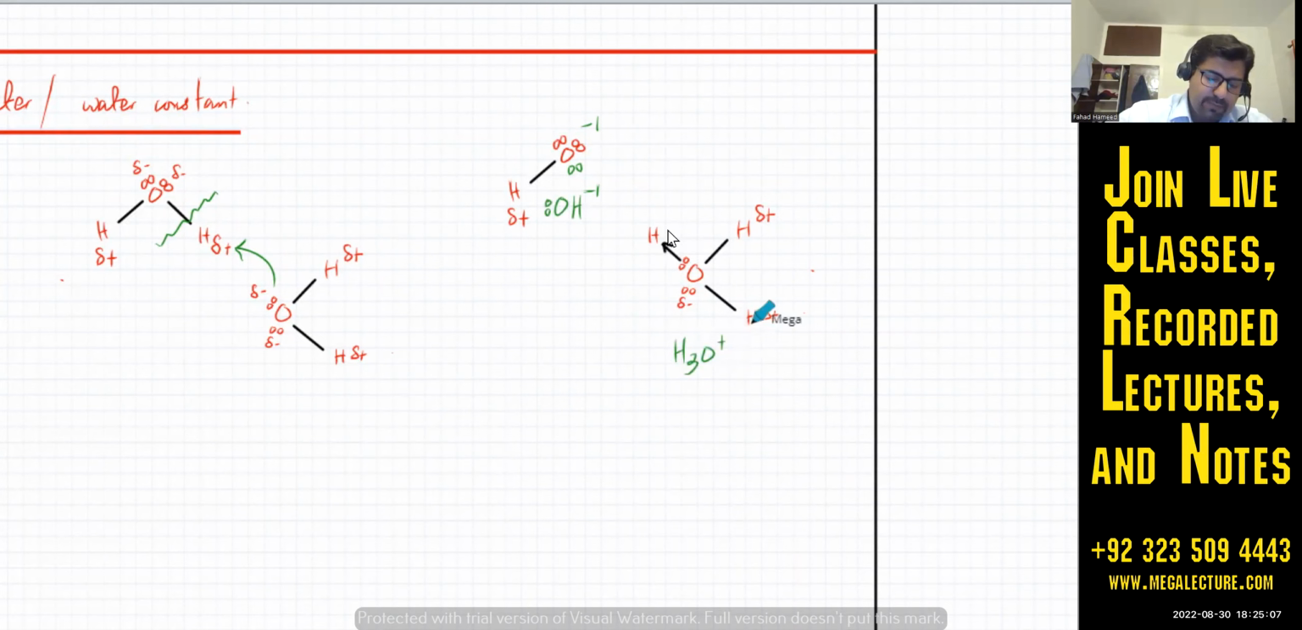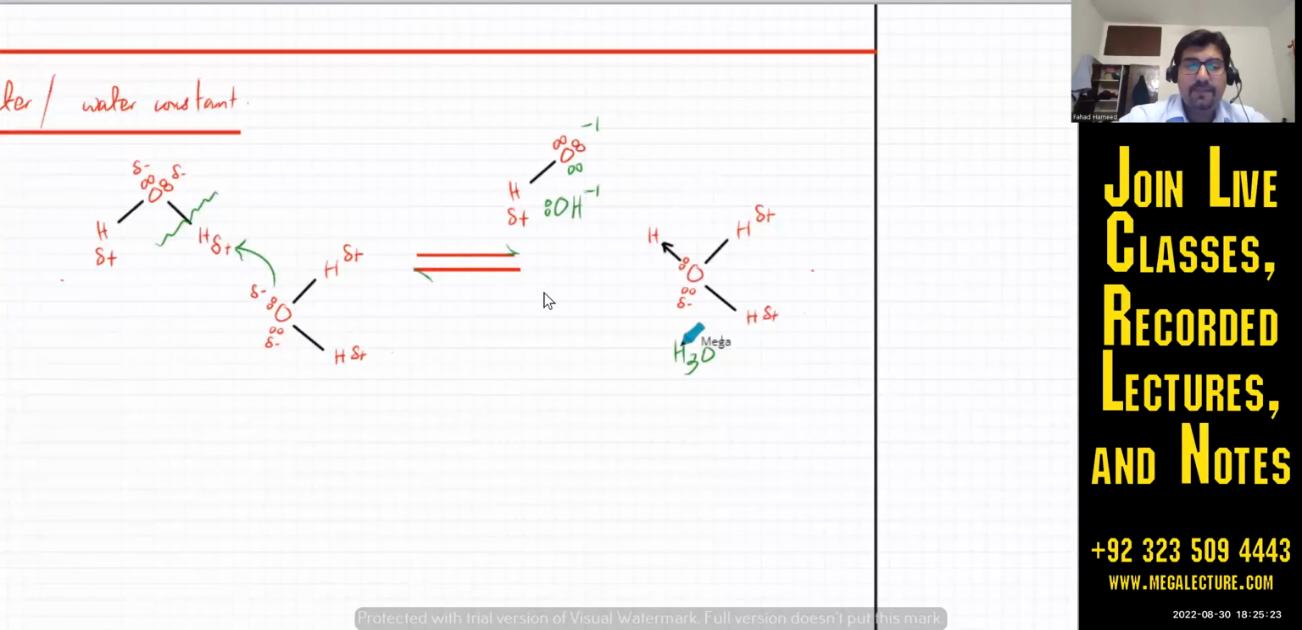And this is an equilibrium reaction. Like, the reverse can also happen. So this reaction is an equilibrium. The opposite can also happen. The H can leave the lone pairs and get attracted to the oxygen back again, and it will form the two water molecules back again. So there's this reaction that's going on.